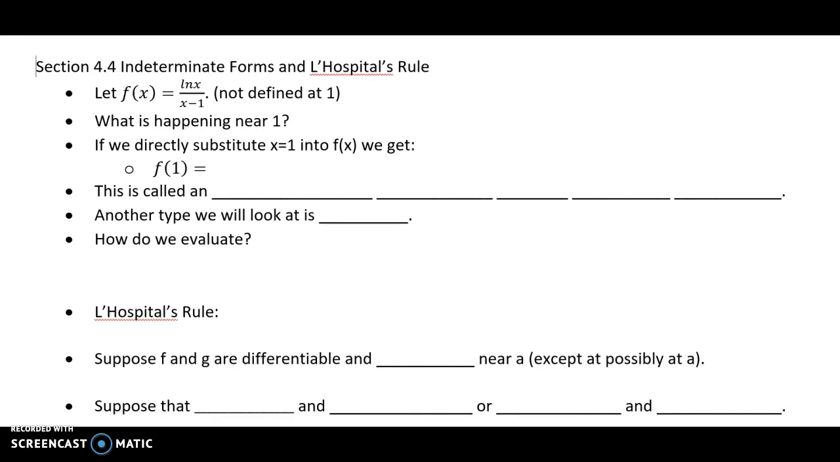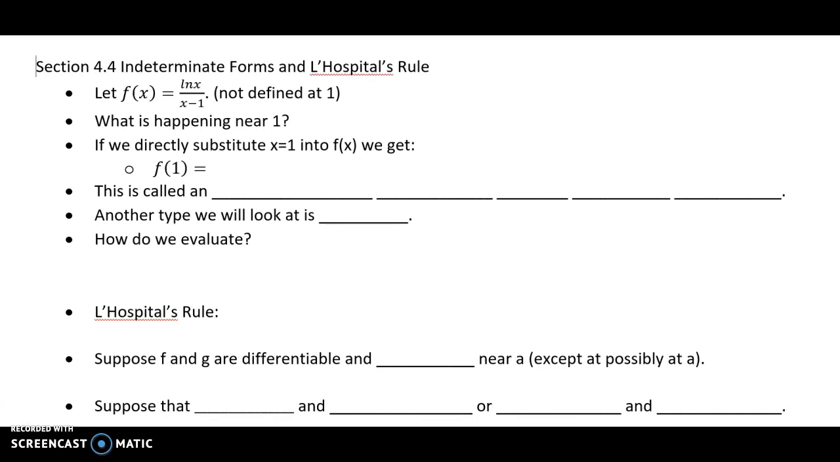Okay, so we're going to discuss section 4.4, which deals with indeterminate forms and L'Hopital's rule. In section 4.4, they talk about many different indeterminate forms. We're only going to touch on 2 of them, so there are more in the textbook.